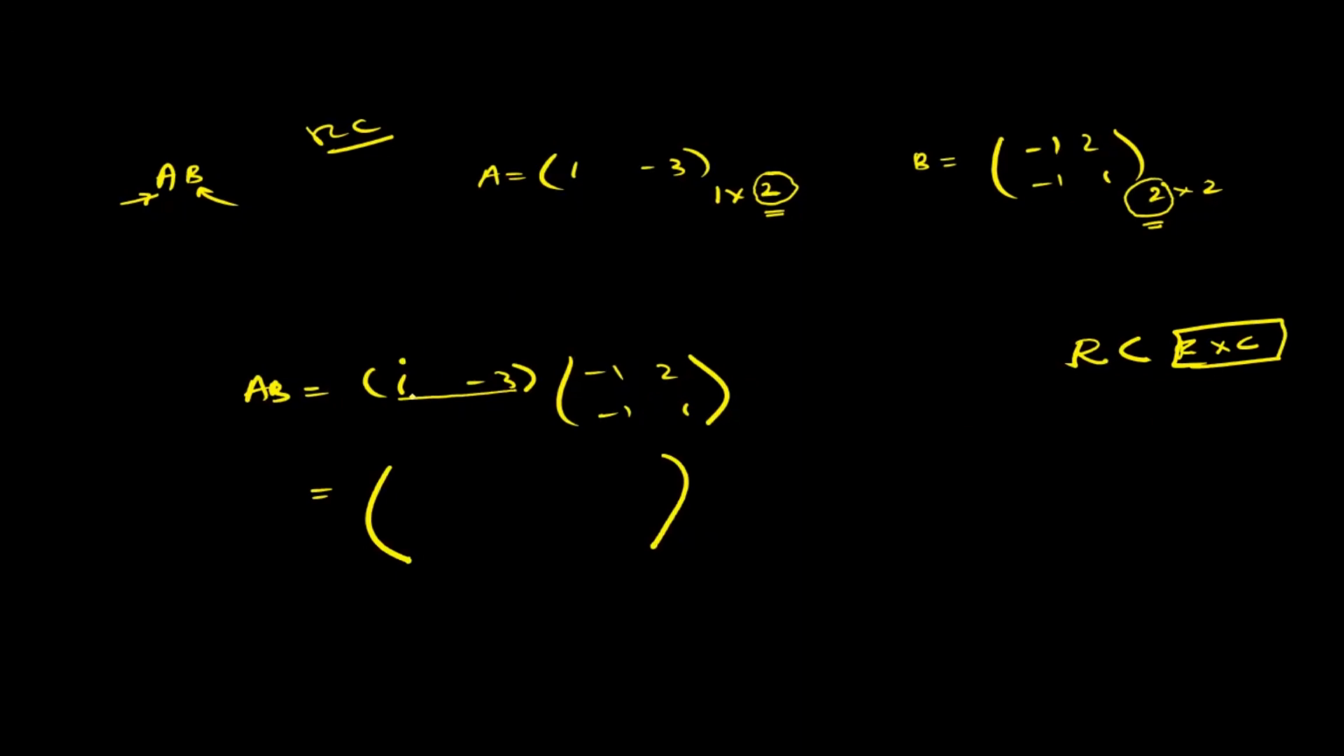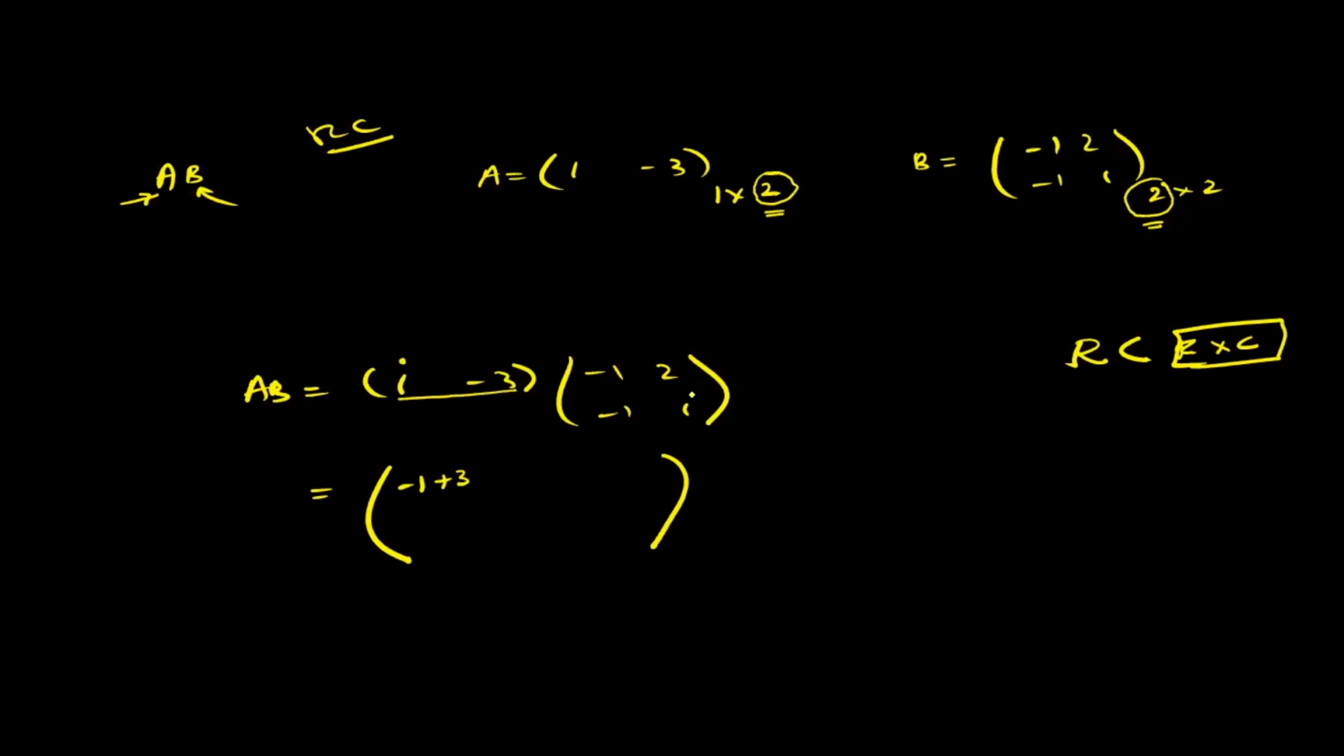First term of this row with the first column here. First term with the first term, +1 into -1 will give you -1. Second term with the second term, -3 into -1 will give you +3. Right? We're done with that. Then this row and this column, our work is done.